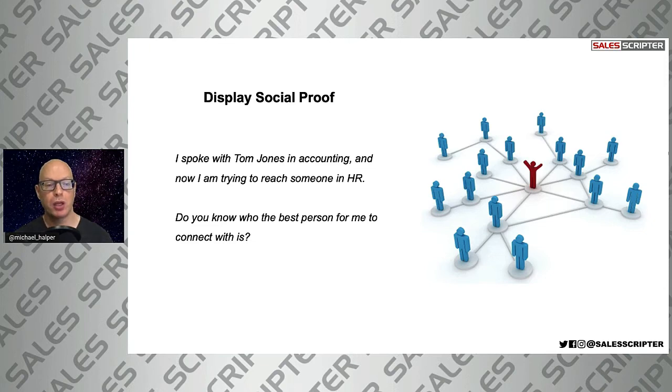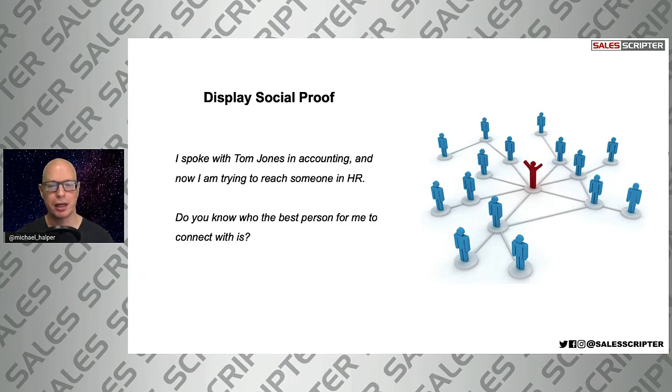One small tweak you can do here is that if you haven't spoken to anyone, you could just let the gatekeeper know who you're planning to meet with. So if you're planning on talking to HR and accounting, and you know that Tom Jones works in accounting, most likely you haven't spoken yet to Tom Jones. You could say something like this: hi, yeah, I'm planning to meet with Tom Jones in the next couple months. Before I do that, I want to reach out to someone in HR. Do you know who the best person for me to connect with there?